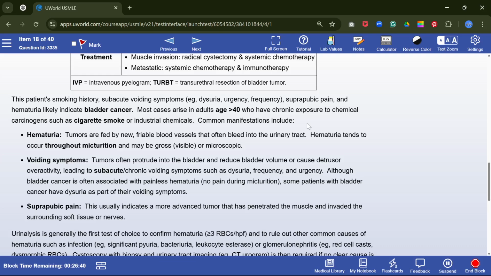Although bladder cancer is often associated with painless hematuria, no pain during micturition, some patients with bladder cancer have dysuria as part of their voiding symptoms. Suprapubic pain in this patient indicates a more advanced tumor that has penetrated the muscle and invaded the surrounding soft tissue and nerves.